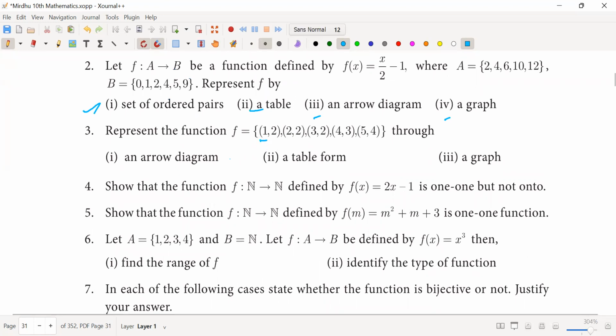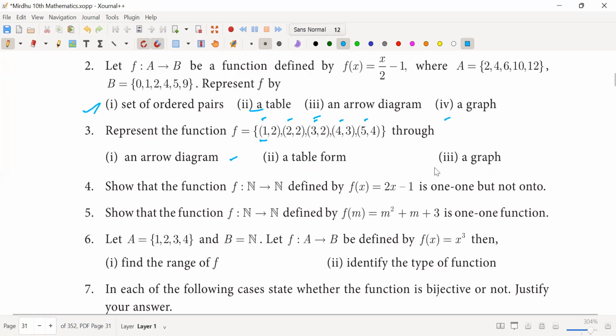Here they are given a set of ordered pairs. From this, we have to do the arrow diagram. So 1, 2, 3, 4, and 5 would be A, and 2, 3, and 4 will be B. From 1 to 2, 2 to 2, and 3 to 2. From 4 to 3 and 5 to 4.